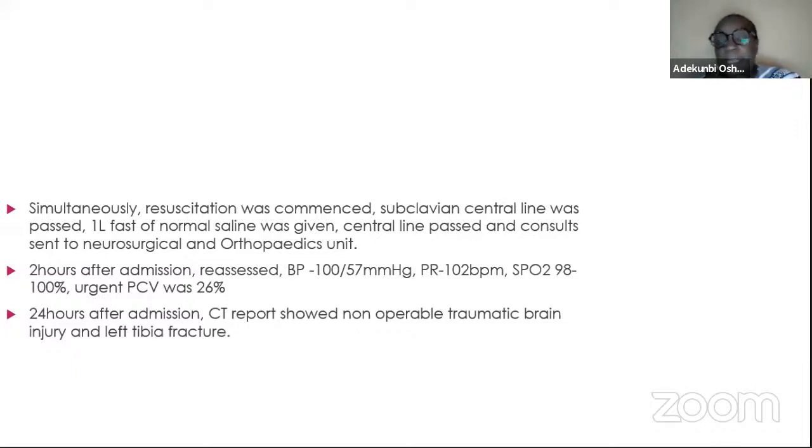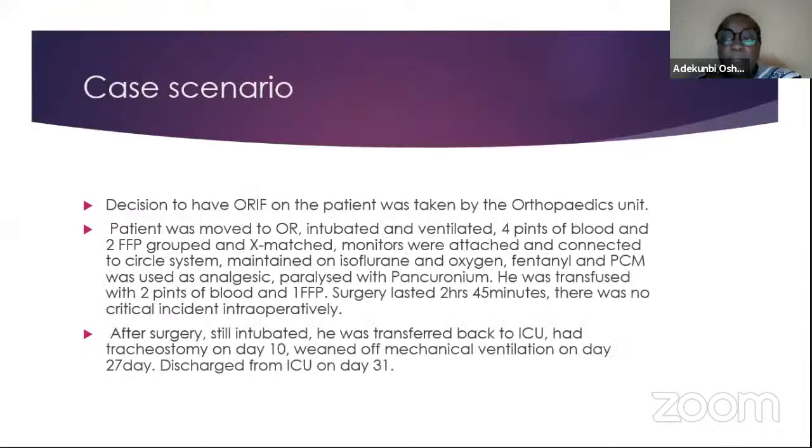Twenty-four hours after his admission into ICU, a CT report showed a non-operable traumatic brain injury, and he also had a left tibial fracture. Now, the orthopedic unit came back to review him, and they decided that ORIF should be done on the patient. The patient was already intubated, so he was just ventilated and moved to the OR. He already had 4 pints of blood and 2 fresh frozen plasma grouped and cross-matched.